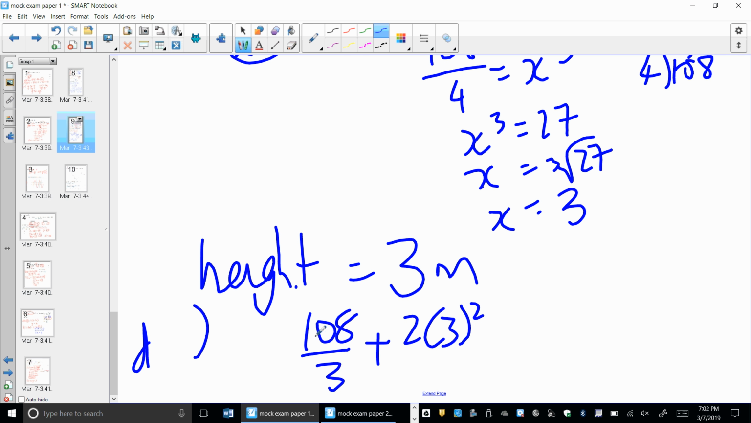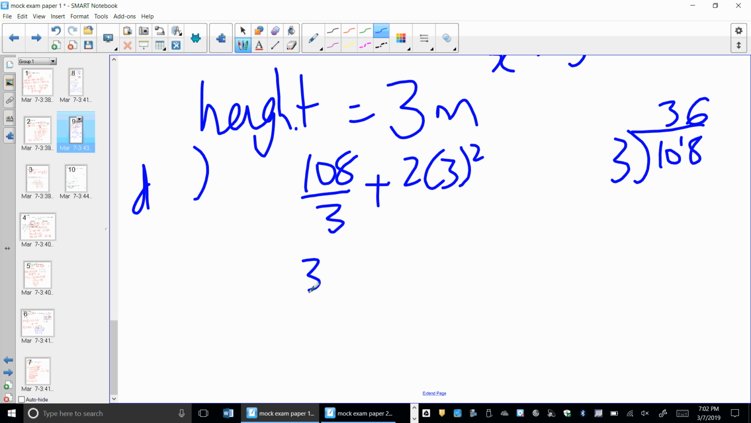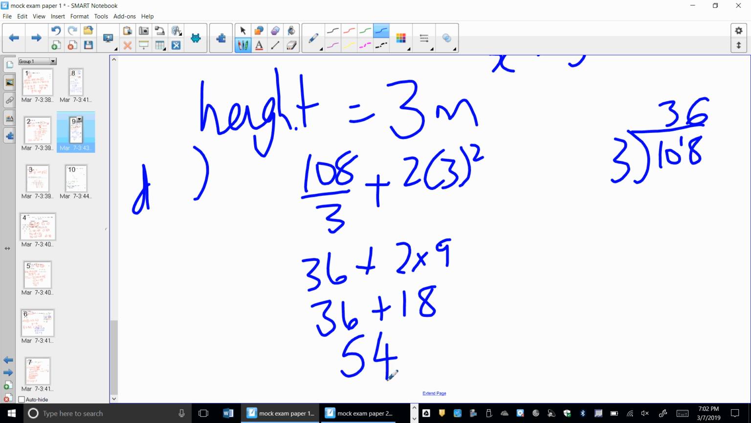So 3's into 108. 3's into 10 goes 3 times, remainder 1. 3's into 18 goes 6. 36 plus 2 lots of 9. 36 plus 18 is 54 meters squared. It's an area, so it's squared.